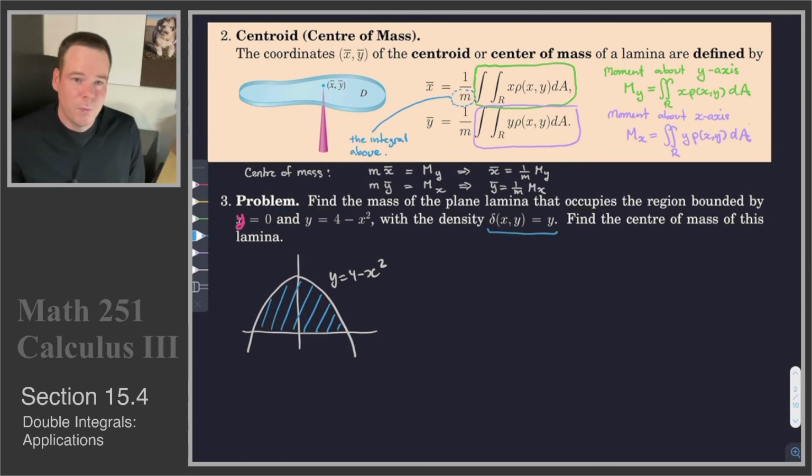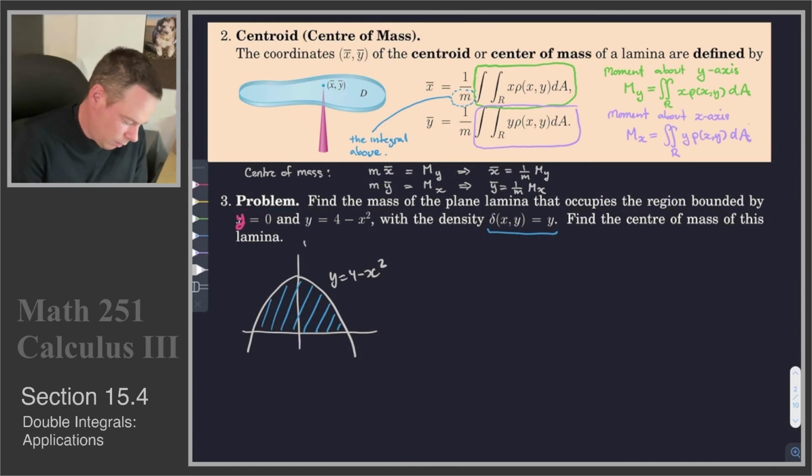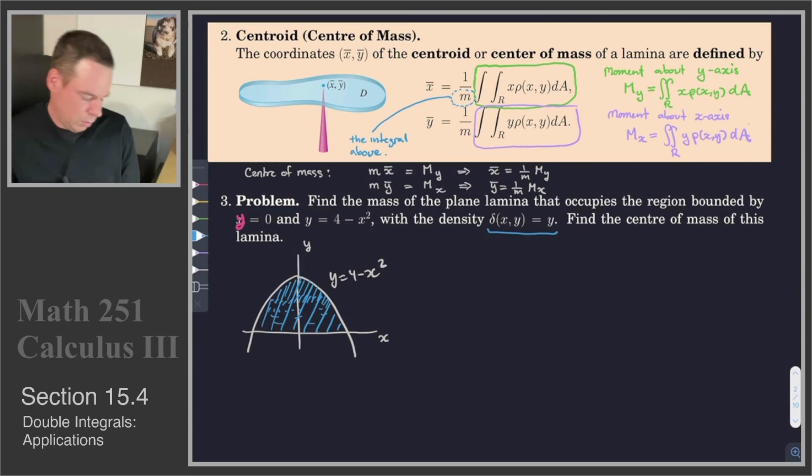So the further you move up the lamina, up the vertical axis, the higher the density is. So if I want to indicate that in my drawing here, I'm adding lines where the density is higher, and then the density thins out as we go down. So it's higher density the further up you go. So there's more mass situated at the top in some sense per unit area. So let's find the mass of the region.